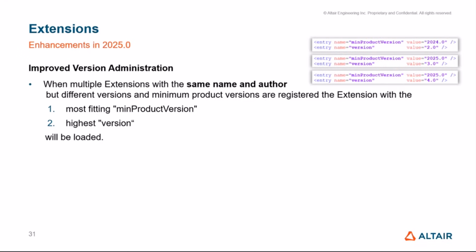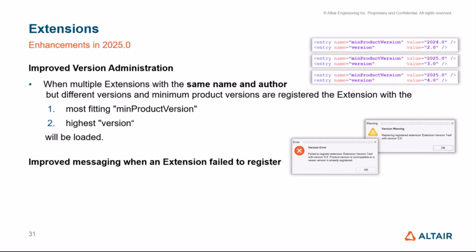Okay. From 2025 onwards, we introduced a logic that looks at the minimum product version and the actual version of the extension. Based on these two attributes in the extension.xml file, we pick the most appropriate one. This will allow you to work with multiple extensions across multiple versions for either testing purposes, development purposes, or simply because you have all the versions accessible to you and you want to use them. We also improved the error handling and error messaging upon failed registrations.